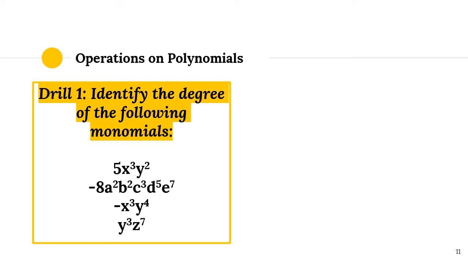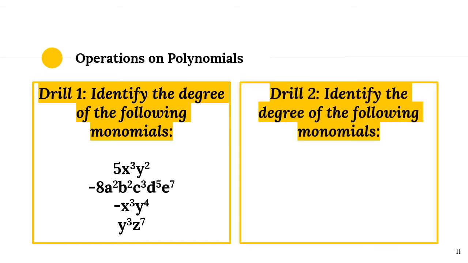And we have y cubed z to the 7th. The degree is 3 plus 7, 10. Let's up the difficulty with drill 2. In drill 2, questions are a tad challenging compared to drill 1.